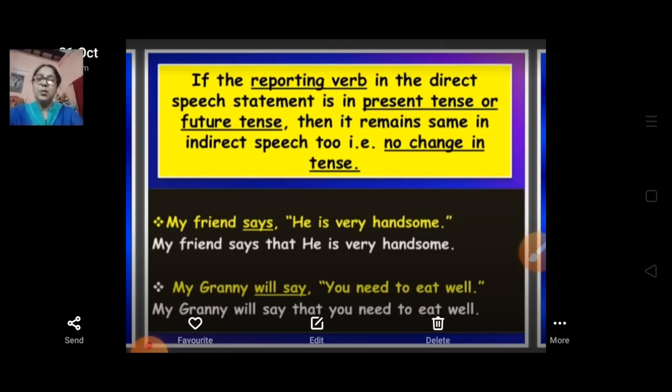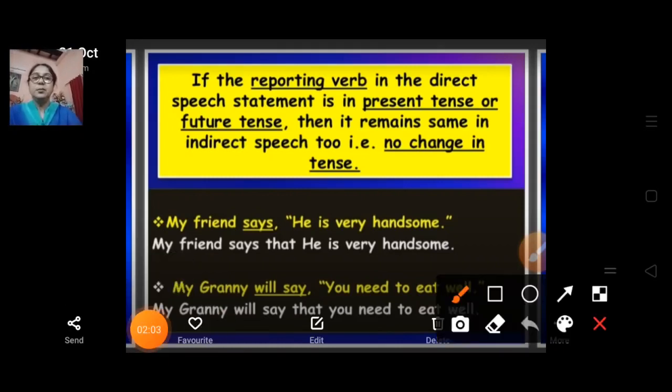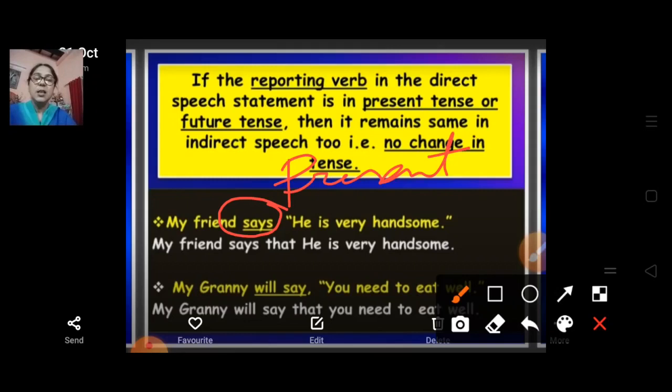Now here we are going to see the example: My friend says, "He is very handsome." Here you can see says is in simple present tense, or you can say present tense. So it cannot be changed in indirect speech, we are not going to change the tense. So, my friend says. Similarly, we have written over here, my friend says that he is very handsome. Now, no changes over there, only we have omitted the inverted commas and just added that. So, no change in present tense if the reporting verb is written in present tense.